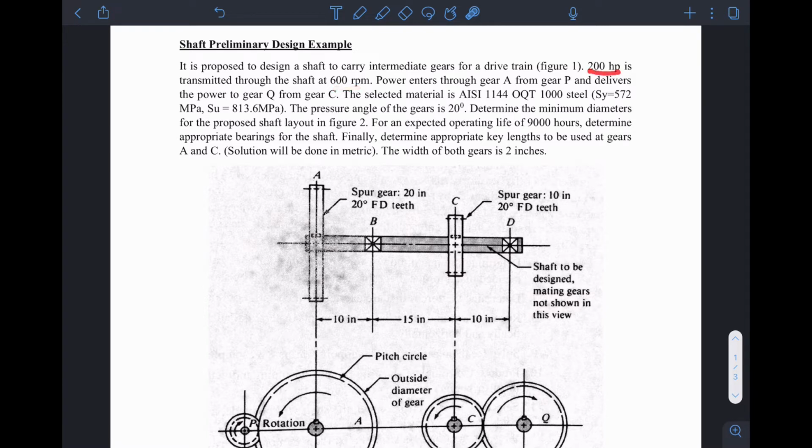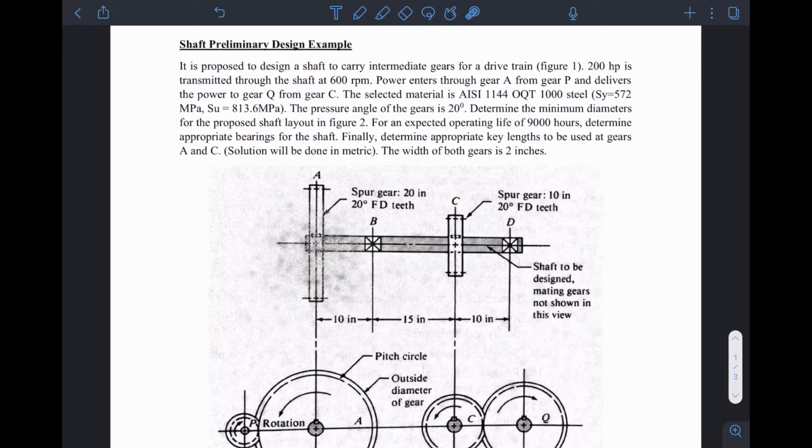So we have the horsepower, we have the RPM, we can calculate the torque the shaft will be transmitting. Power enters through the shaft at gear A, so it enters through here, and delivers the power to gear Q from gear C. So it goes through A, goes through the shaft and comes out at gear C.